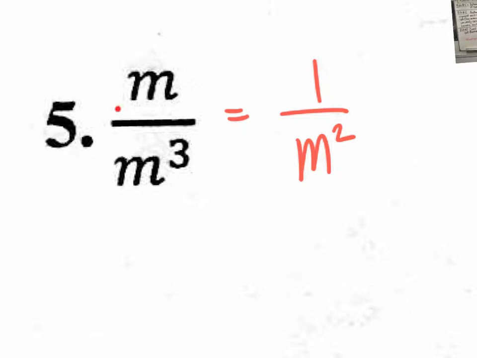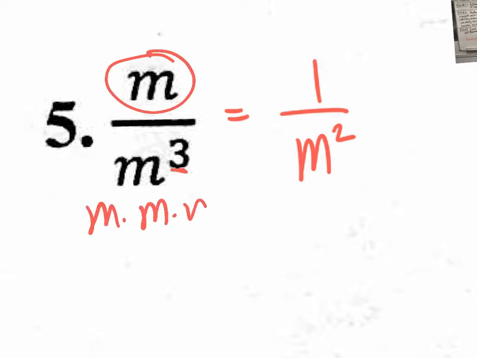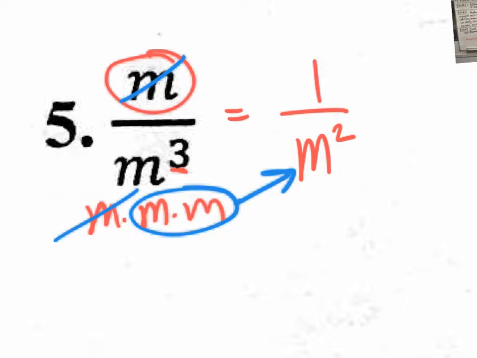So let's go back to this part. Okay? Well, you do have one single m up here. And down here you have 3 of them, right? It's m times m times m. So one of these m's cancels out with one of these. What's left? 2 m's. So it's m squared, and it is left on the bottom. Okay? Now, since there's nothing left up on top, you have to put the 1.